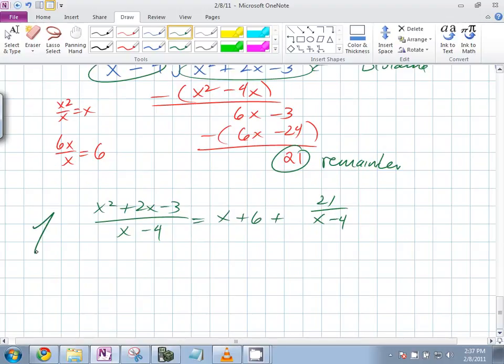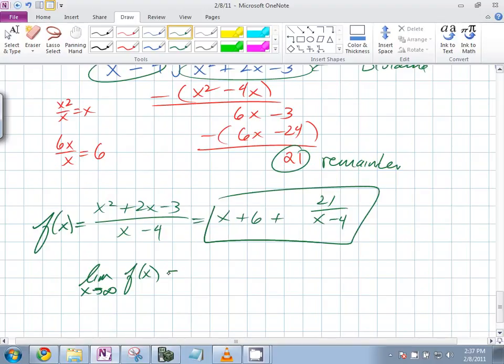So we want to know this. The limit as x goes to infinity of f of x. What happens when x goes to infinity on this thing? What does this go to? X plus 6, exactly. We just found out an oblique asymptote. We have intercepts. We have a lot of information.